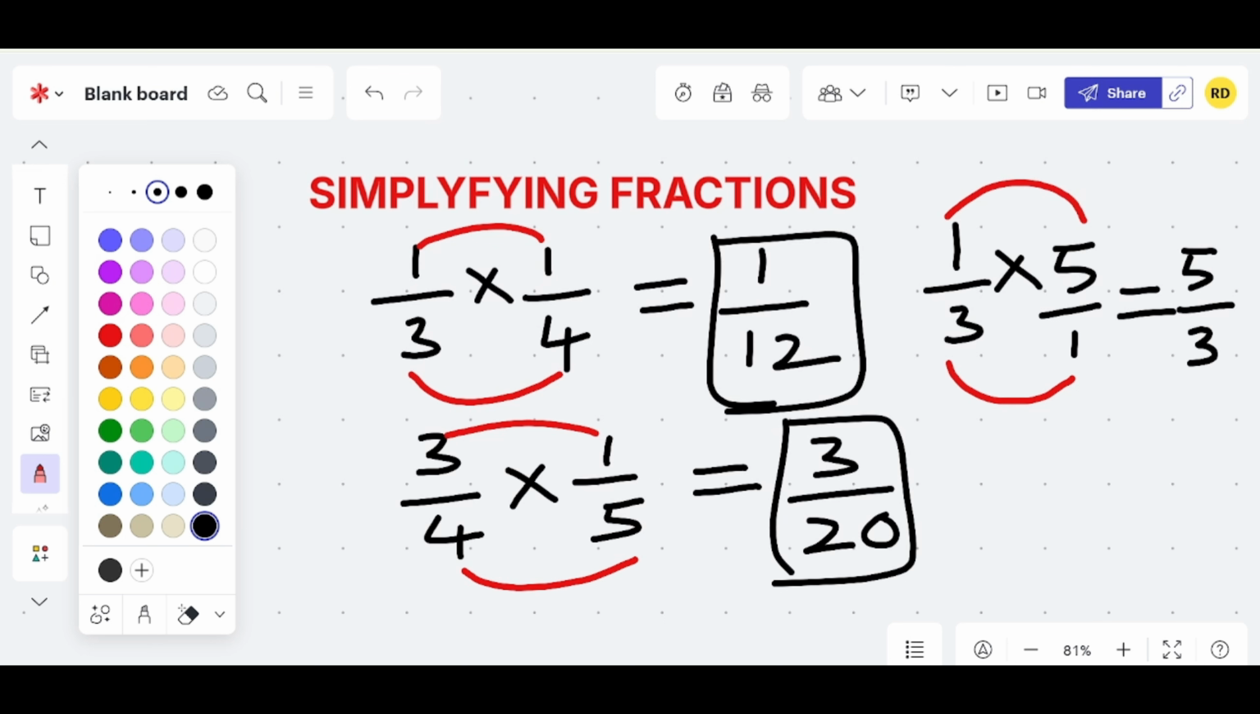And you have to again convert into a mixed number. So 3 times 1 is 3, 2 left over. So you get 2 over 3. So it's 1 and 2 over 3. So that's the final answer.